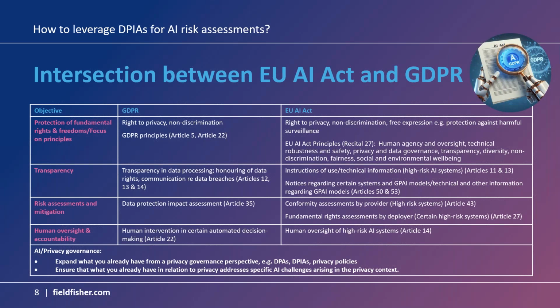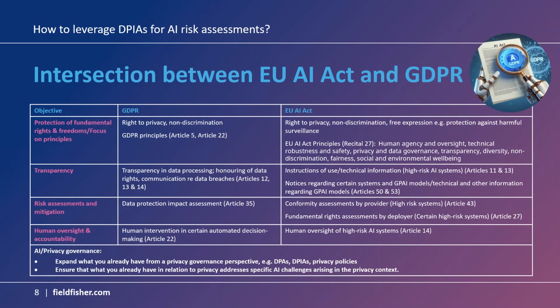Similarly, within the EU AI Act, there are many requirements in relation to transparency. There are some significant ones in the context of high-risk AI systems. There's lots of provisions around the technical information that needs to be provided. Then there are certain transparency obligations in relation to general purpose AI models and other information that has to be provided in that context.